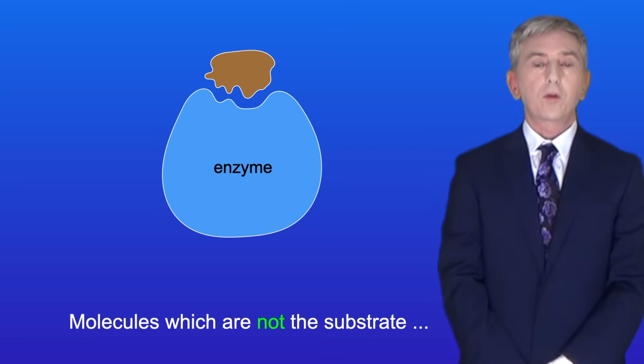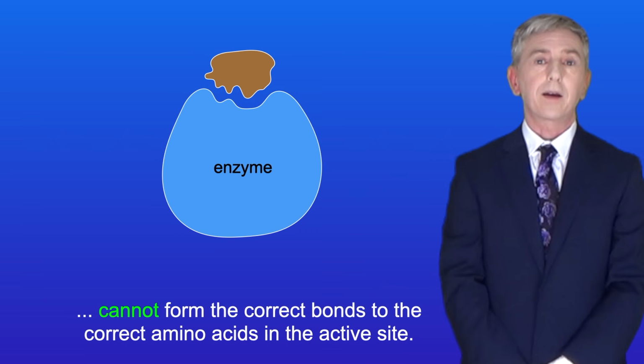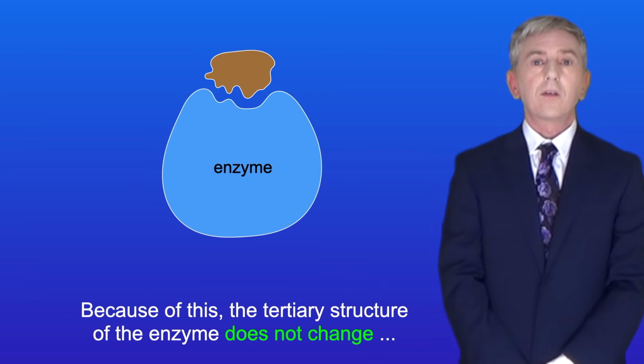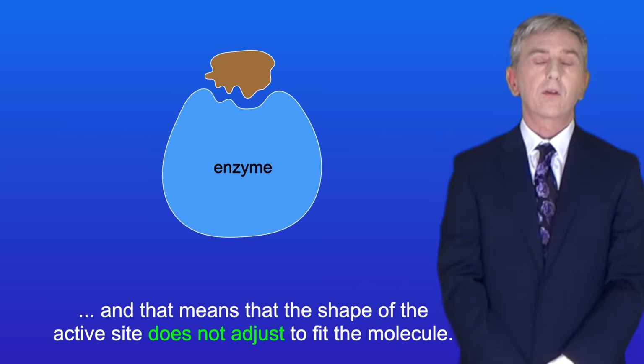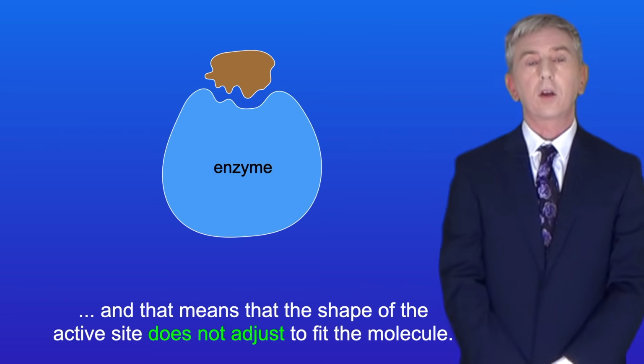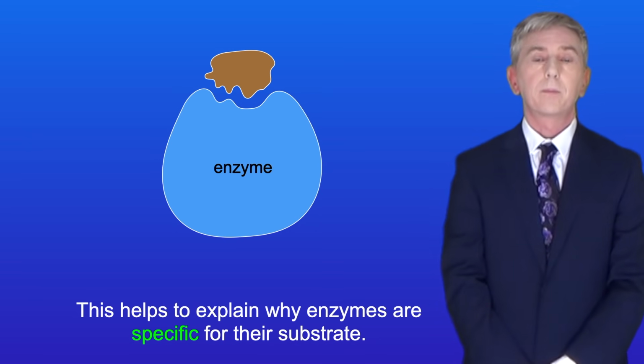Molecules which are not the substrate cannot form the correct bonds to the correct amino acids in the active site. Because of this, the tertiary structure of the enzyme does not change, and that means that the shape of the active site does not adjust to fit the molecule. And this helps to explain why enzymes are specific for their substrate.